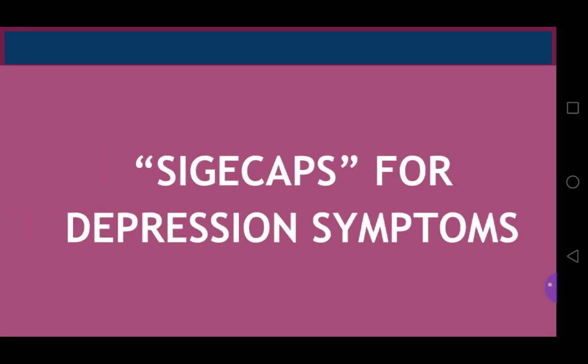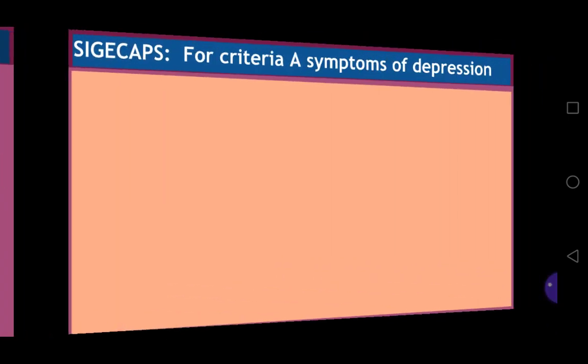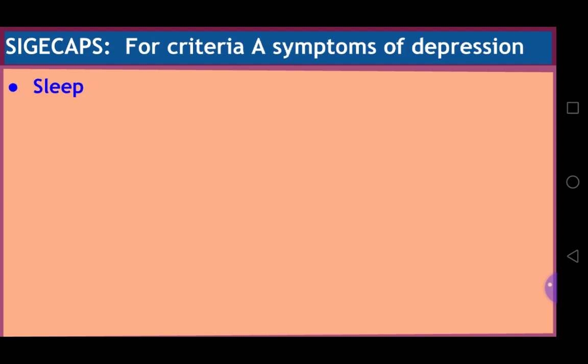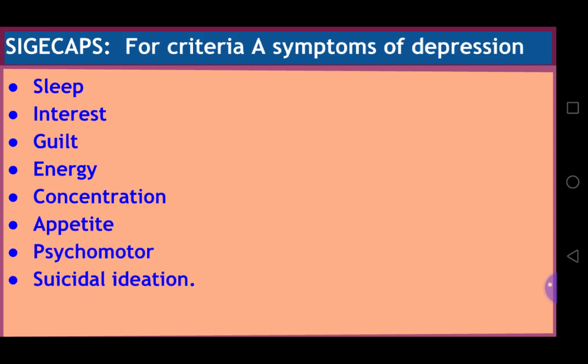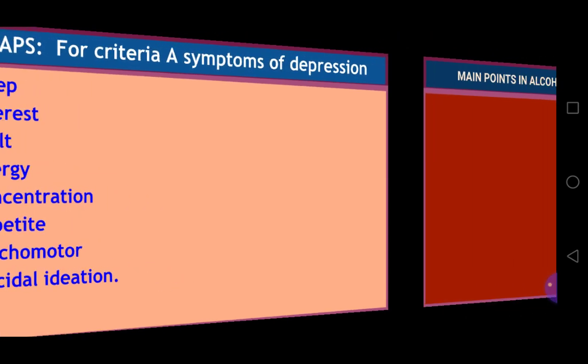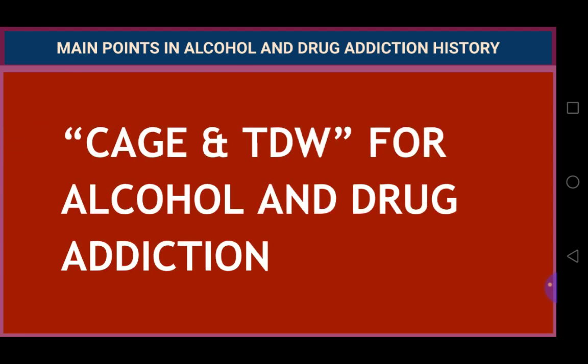Another important mnemonic is SIGECAPS for depression symptoms. This is to ask about criteria A symptoms of depression, and it stands for sleep, interest, guilt, energy, concentration, appetite, psychomotor agitation or retardation, and suicidal ideation. For a patient with depression, you need to ask about loss of sleep, loss of interest, feeling of guilt, lack of energy, lack of concentration, loss of appetite or increased appetite, psychomotor retardation or agitation, and suicidal ideation. Very, very important.